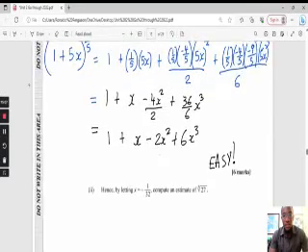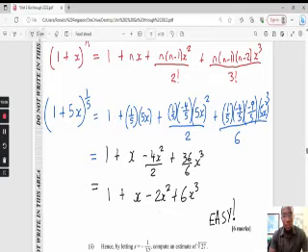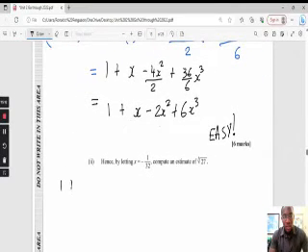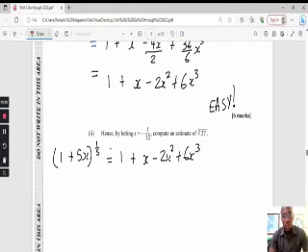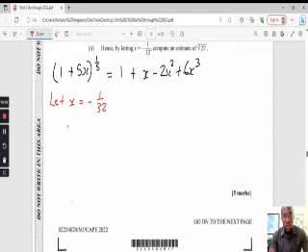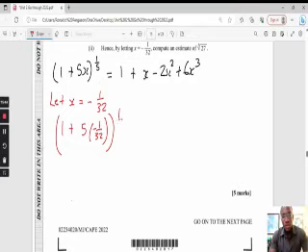So look at what we have. First thing, start with what we have, right? We have 1 plus 5x to the 1 over 5, and we said that this is 1 plus x minus 2x squared plus 6x cubed. And then they told us to let x be negative 1 over 32. So let x equal negative 1 over 32. So in that case, this becomes 1 plus 5 times negative 1 over 32. And remember, 1 over 5 means the fifth root anyway. So we can just put it raised to 1 over 5.